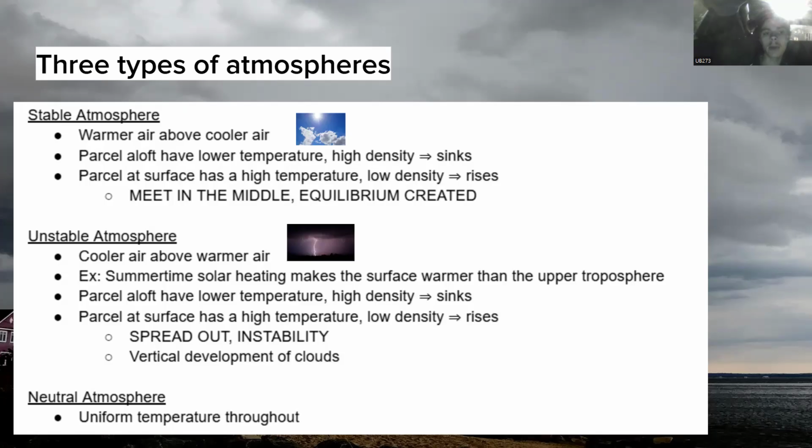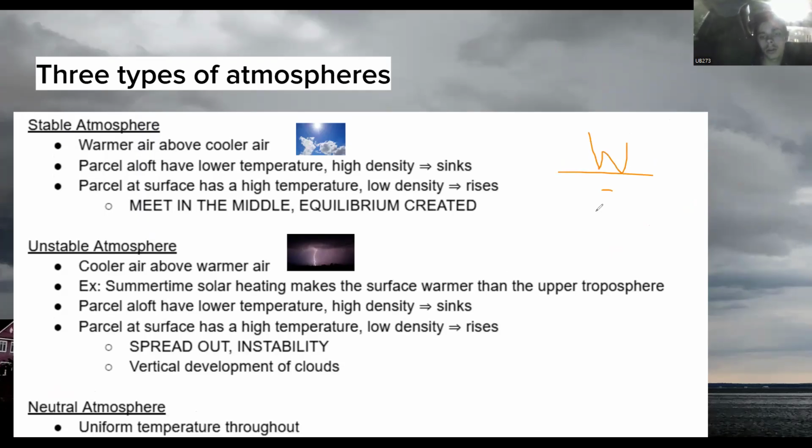So basically what happens is since you have warmer air above cooler air, the parcel that's right here, it's going to be cooler than its surroundings, so it's going to sink. One here is warmer than its surroundings, so it's going to rise. They meet in the middle, as you can see by those arrows, and that means that there's equilibrium created, which is why it's considered stable.